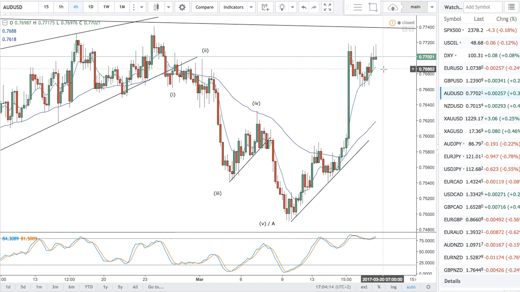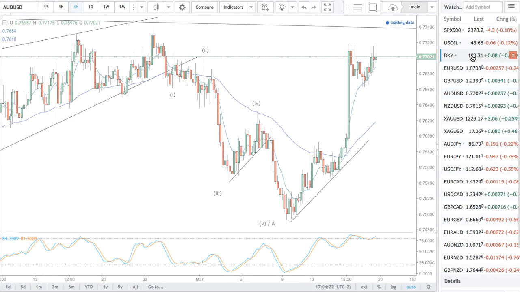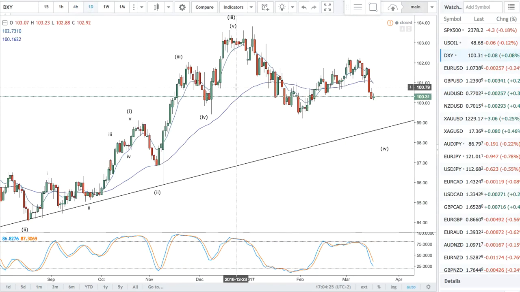A corrective wave, correcting five waves down, should be choppy. There can be an impulsive element in it, like a C wave, five wave impulse, like I was showing on the dollar, where you have a choppy A, choppy B, and then five waves for C.